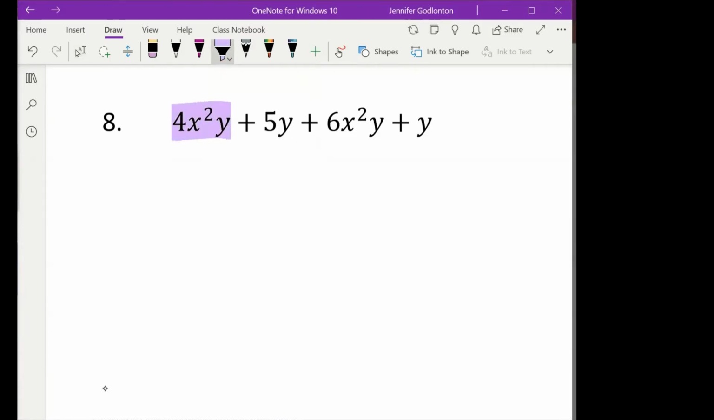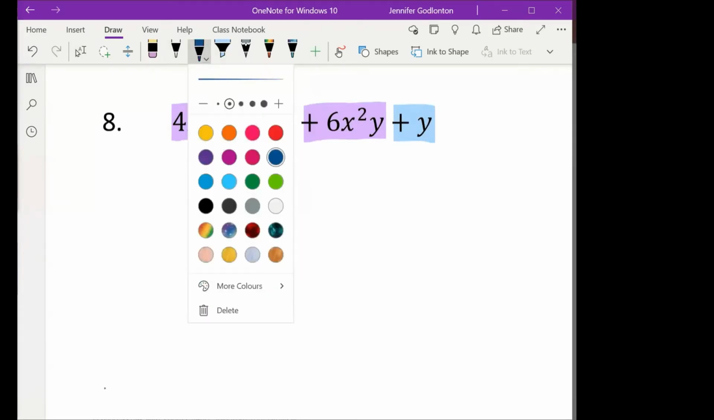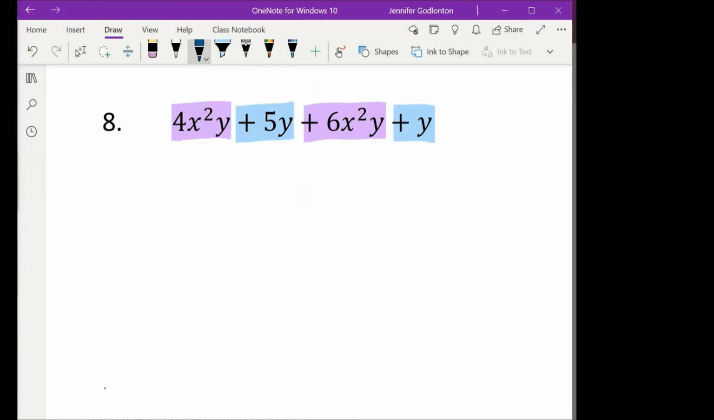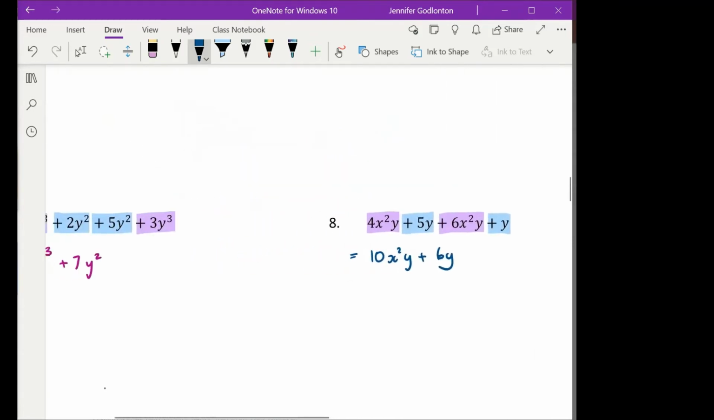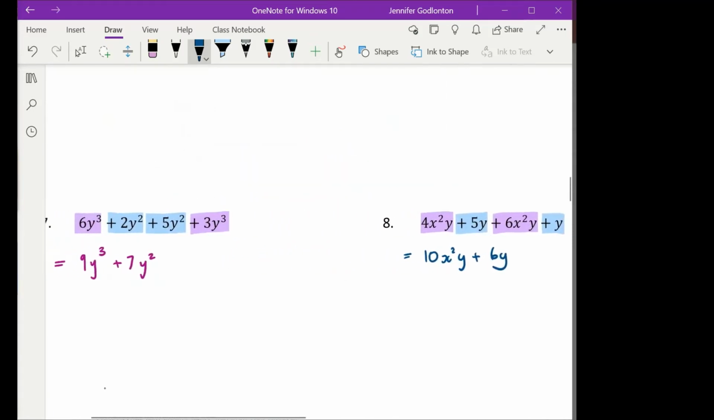Okay, so we've got 4x squared y plus 6x squared y. Those two are like terms. And then we've got 5y plus y. Those are like terms. And then we just get to add them. So we have 4 plus 6, which gives us 10x squared y, and 5 plus 1, which gives us 6y. Nice job, guys. Okay, let's move down.